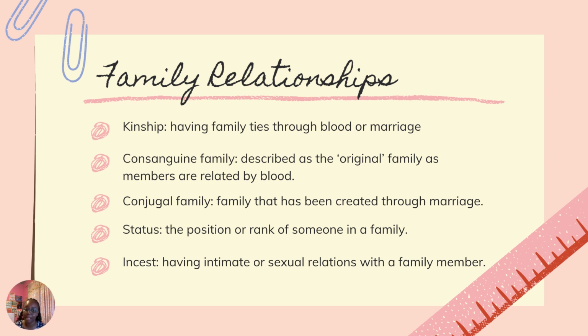Then we have types of kinship. We have a consanguine family, which we describe as the original family, as members are related by blood. So kinship is having family ties through blood or marriage, but a type of kinship is consanguine family where the family members are related only through blood.